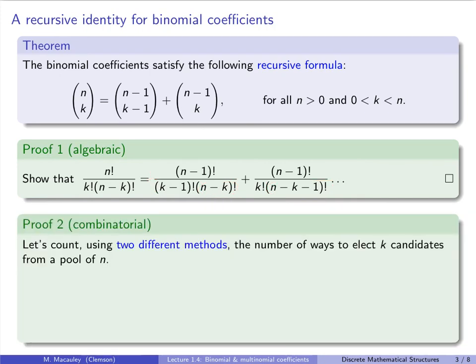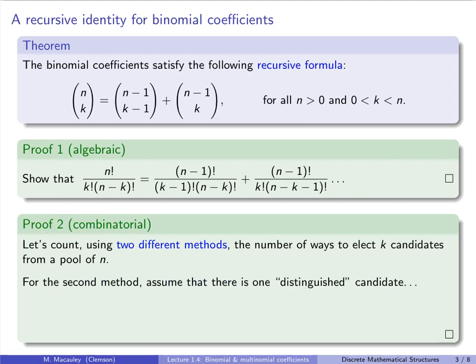Here's another way to prove it, using something called a combinatorial proof instead of an algebraic proof. What we'll do is, if we have this identity up here, if we can find something which is counted by the left-hand side and by the right-hand side, then these two things have to be the same. Notice that the left-hand side counts the number of ways to elect k candidates from a pool of n. So if we can somehow cleverly figure out how to count the same thing using not this formula but this formula, then we know that those formulas have to be the same.